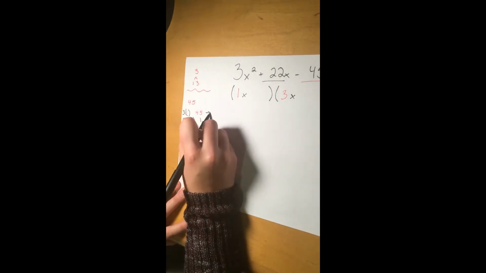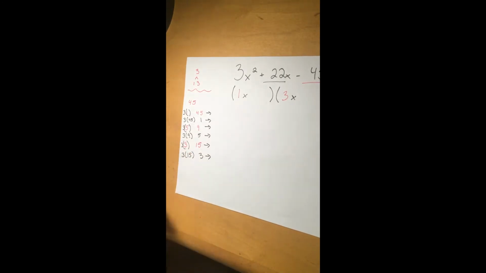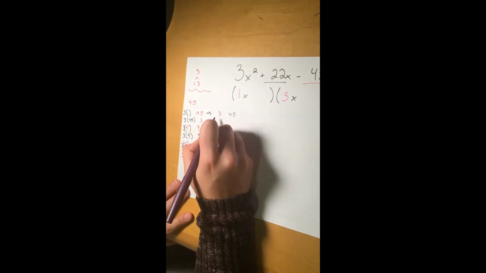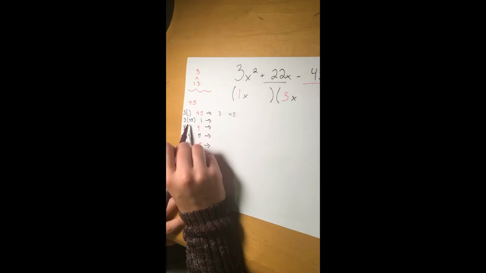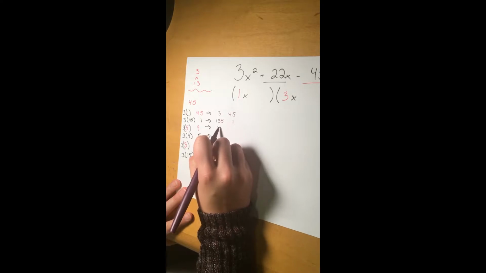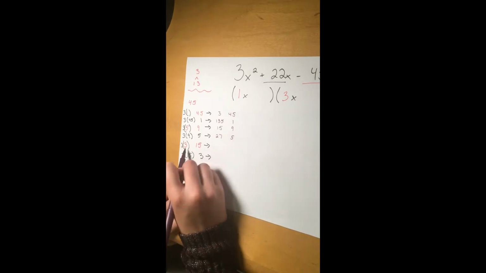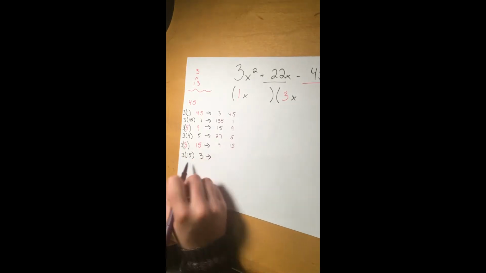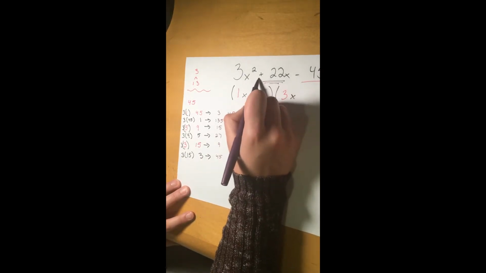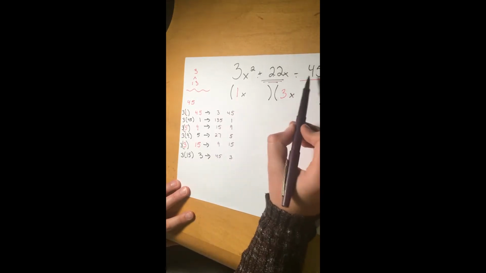So, let's simplify this a little bit. We have 3 and a 45, 135 and a 1, 15 and 9, 27 and 5, 9 and 15, and 45 and 3. Again, we're looking for this center term, positive 22. We know that one number in each set has to be negative because a negative 45 stays with it.